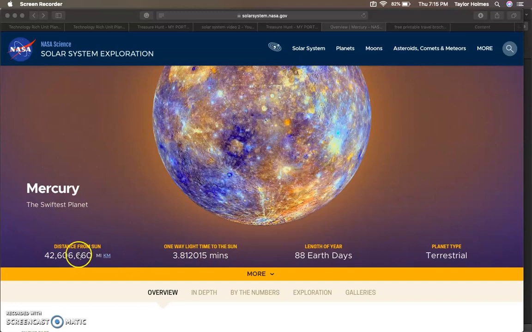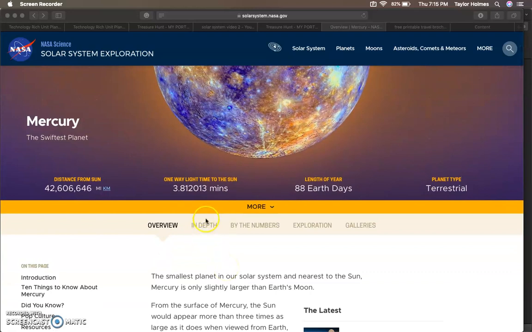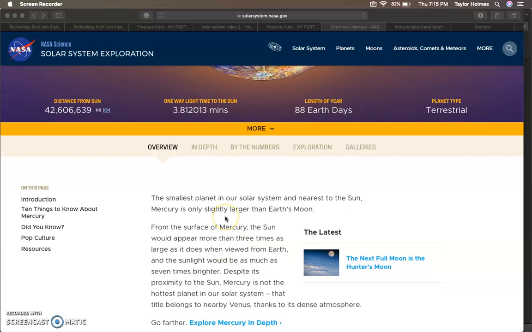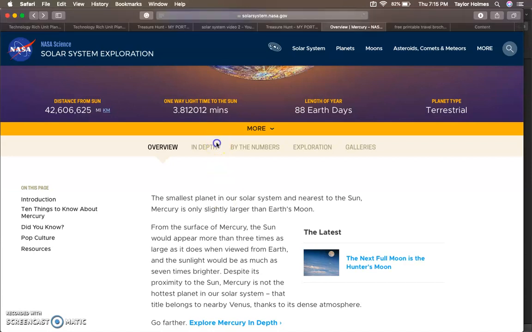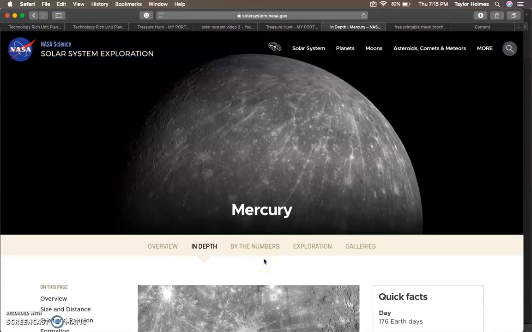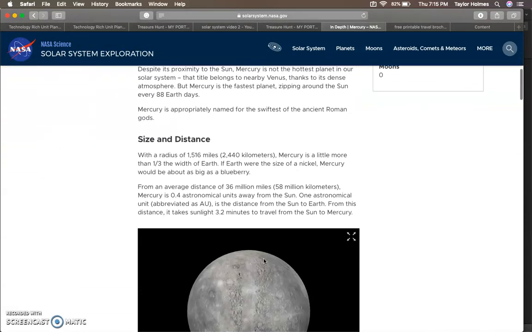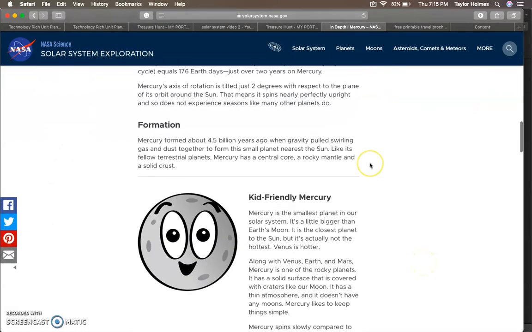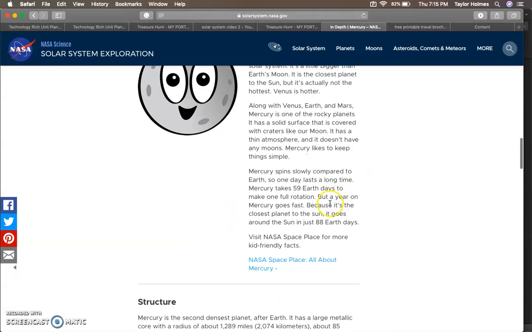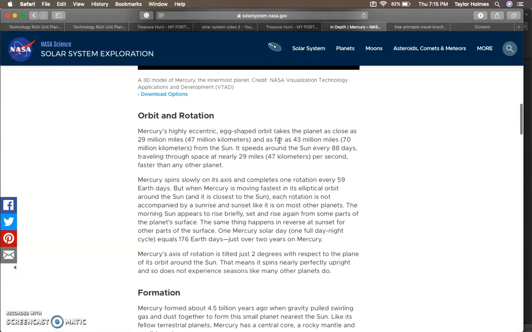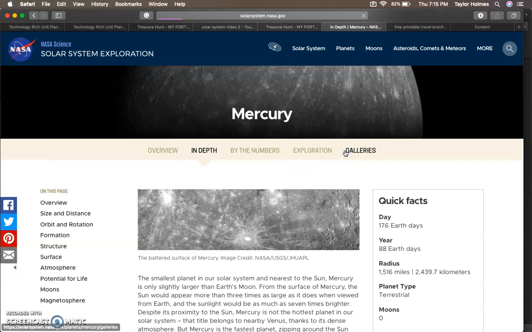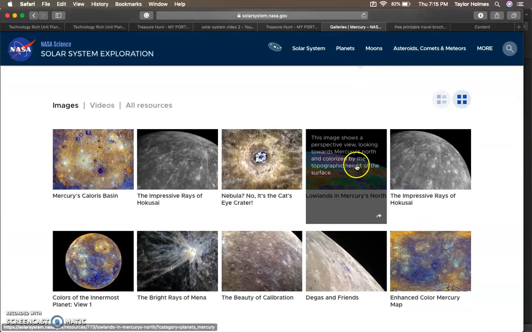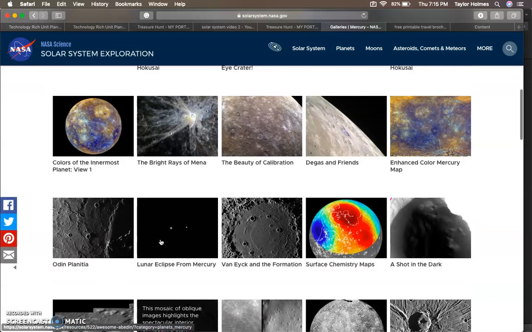What they would do is write the information that they see at that moment and leave it there. They would also write down some facts about their planet just to grab people's attention and get them to go to the planet. Then they can explore their planet and see more facts about it, more in depth, the size and distance. It's a kid-friendly website for these students. And then finally, they can find some pictures of this planet to really help things out.